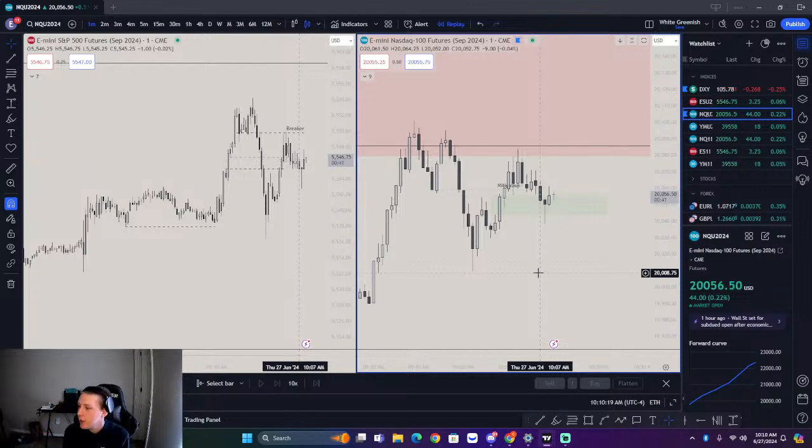This 1 minute breaker block is looking neat. I might enter. I would avoid it, honestly. I would just avoid 50-50 conditions.